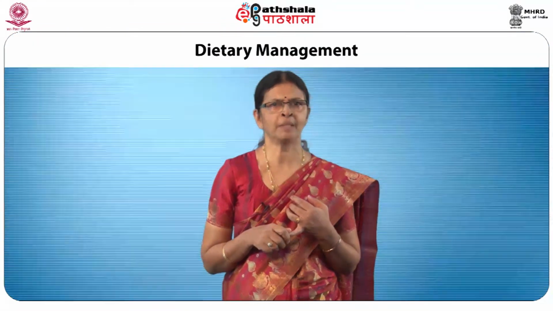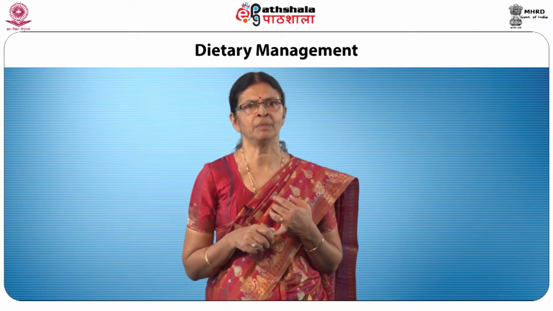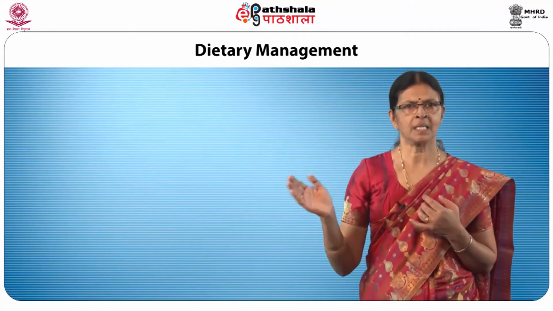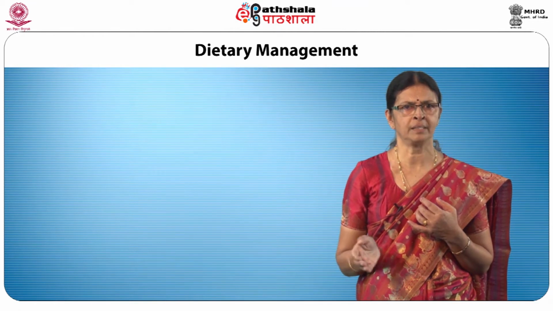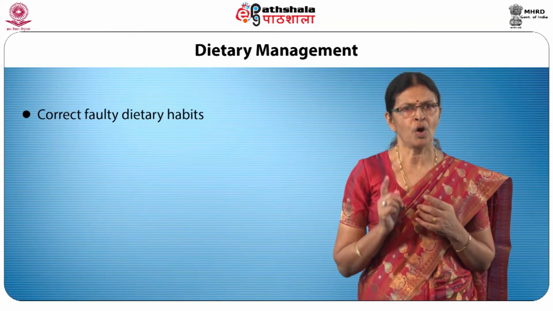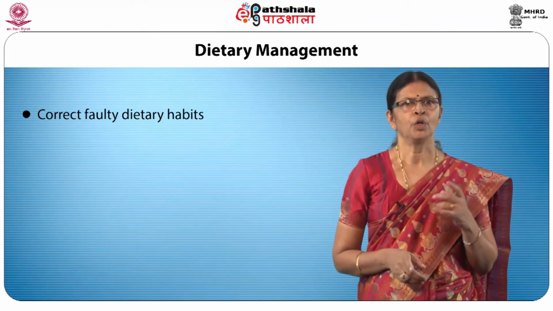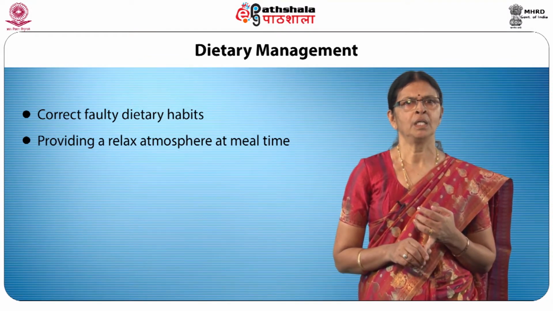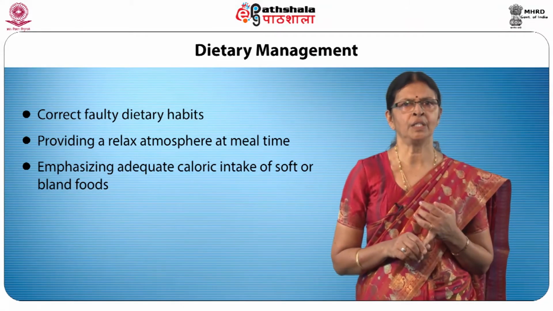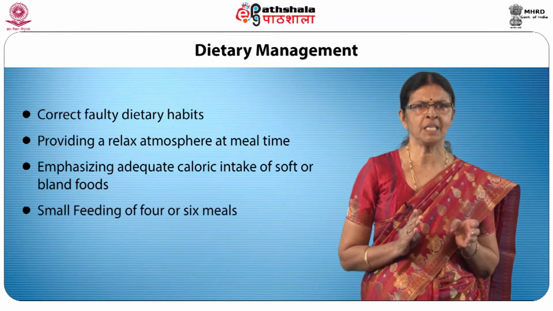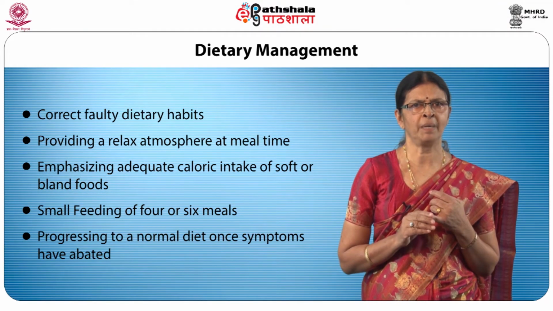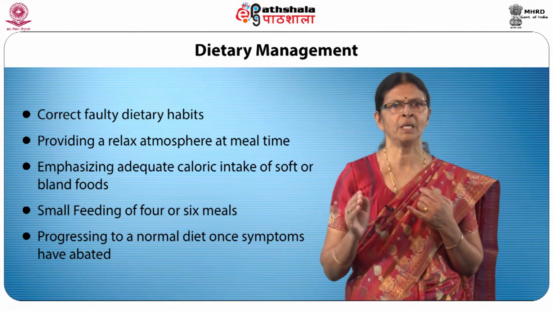The last aspect of the module is dietary management for the prevention and control of gastritis. Look at the slide. It correctly points out that faulty dietary habits should be corrected: have a relaxed atmosphere at mealtime, and include adequate calorie intake of soft or bland foods. Four to six meals feeding is preferred. Once symptoms have abated, progression to a normal diet may be made.